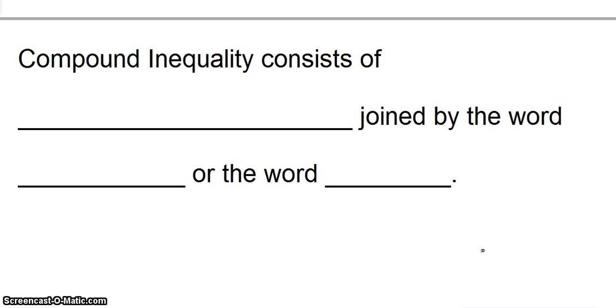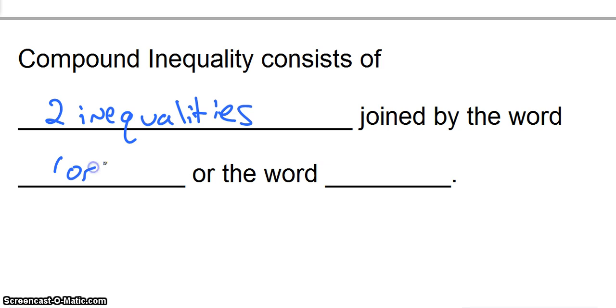Compound inequalities consist of two inequalities that are joined by the word or, the word and. And they're usually joined by symbols more so than words.